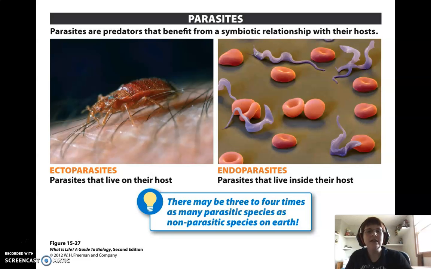And the thing is that there may be way more parasitic species on the planet than non-parasitic species. There are also parasitic plants. Mistletoe, which is a popular plant around the holidays in the winter, is actually a parasitic plant. It feeds off of other plants. So there are lots and lots of parasites out there.